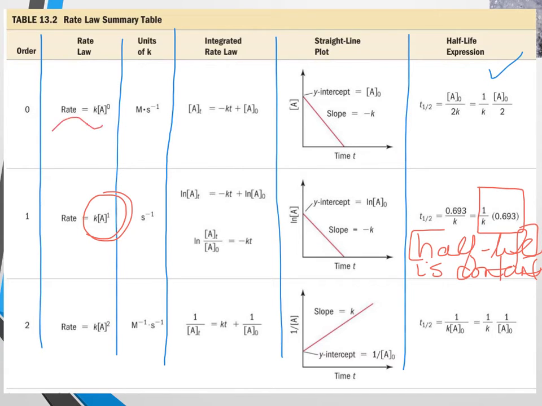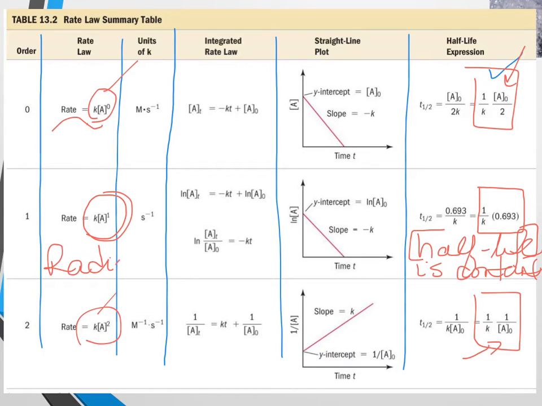But look at the half-life for a 0 order and a second order reaction. Both of them have a concentration factor in them. Okay? What that means is the half-life for 0 order and second order are not constant. The half-life changes with time. Okay? So that's just important to know. And radioactive reactions, nuclear decay, are first order.